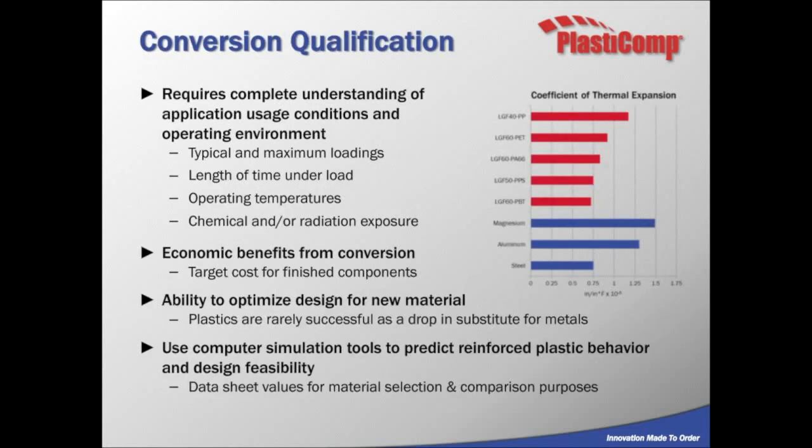So in order to convert from metals to plastic composites, here are some of the things you have to think about and look at. It requires a complete understanding of the application usage conditions, operating environment, environmental conditions, etc. You know, your typical and maximum loadings, length of time that they're under load, operating temperatures, and then the chemical and radiation environment as well. The economic benefits from conversion, target costs for finished components, things of that nature. And the ability to optimize design for new materials.